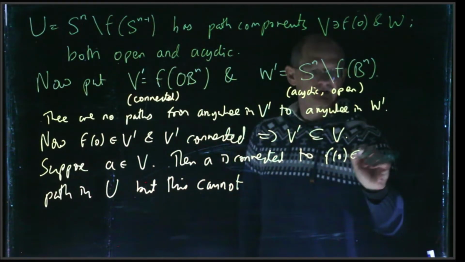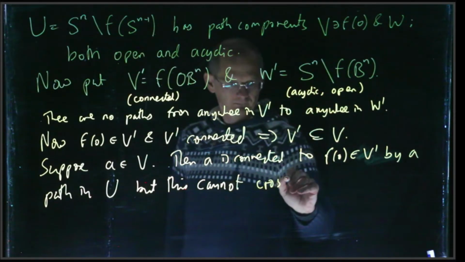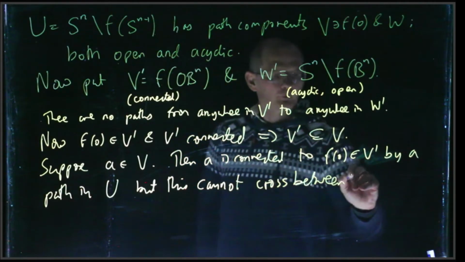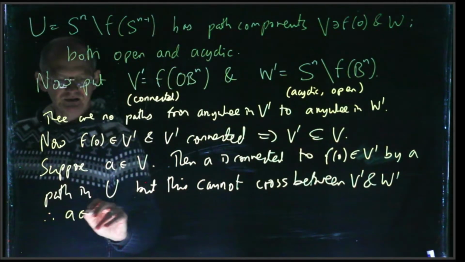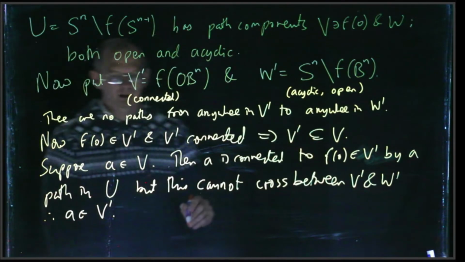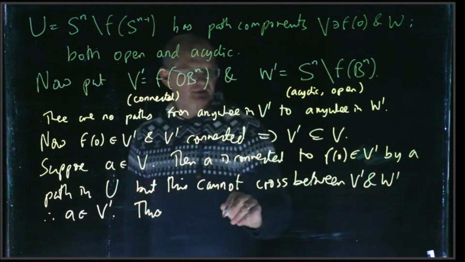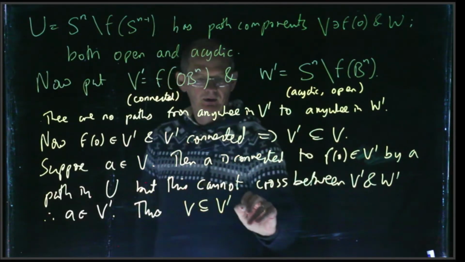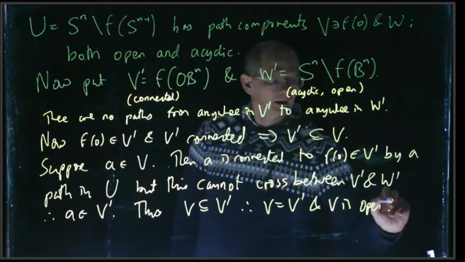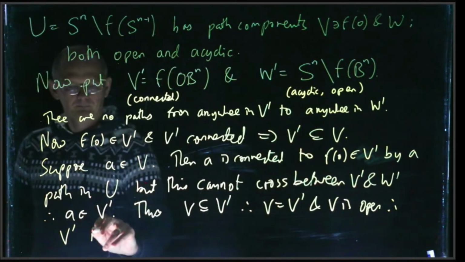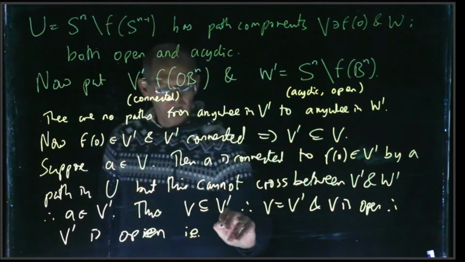To the point here, which is in V prime, but this cannot cross between V prime and W prime, right, by what we said here. So the point A must actually lie in V prime. Okay. So this is showing that V is contained in V prime. Therefore, V equals V prime, and V is open. Therefore, V prime is open. And that's what we wanted to prove.